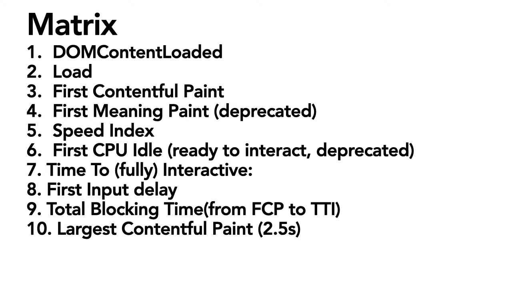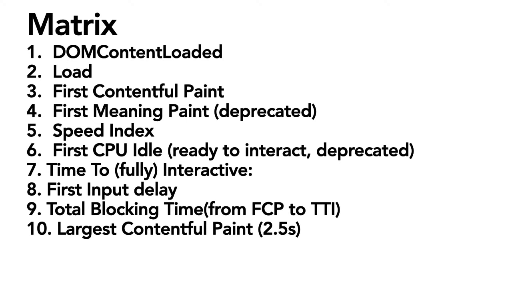And then speed index is the time between the first contentful paint FCP and FMP, okay? And it actually is a transitional step. It's not just how long it takes, but also how gradual it is, or something like that. And the sixth one is first CPU idle. It means ready to interact, when the user could interact with our application.